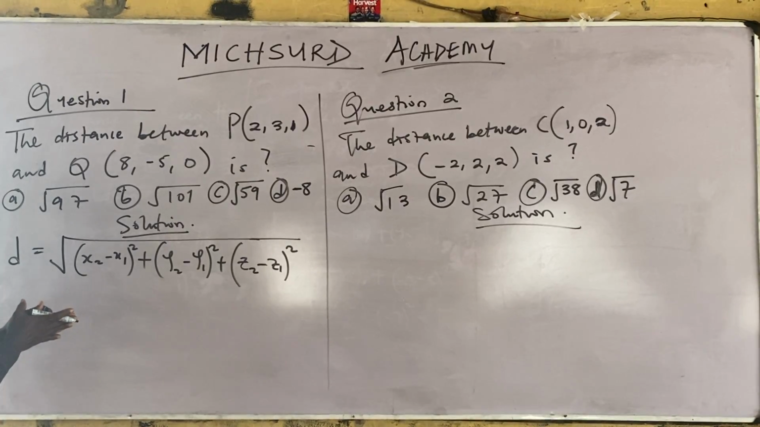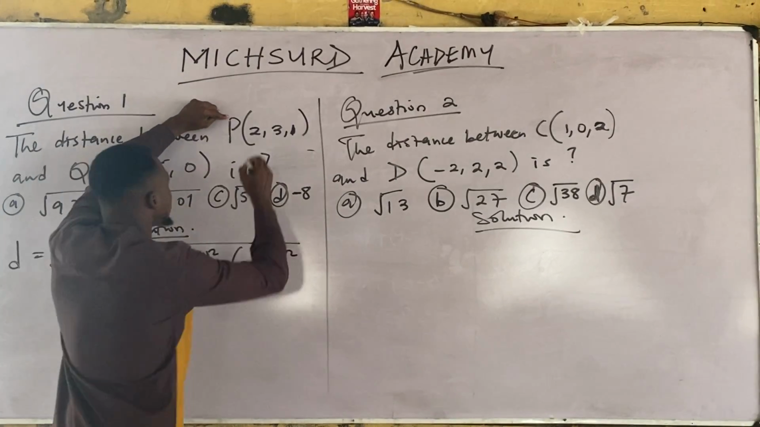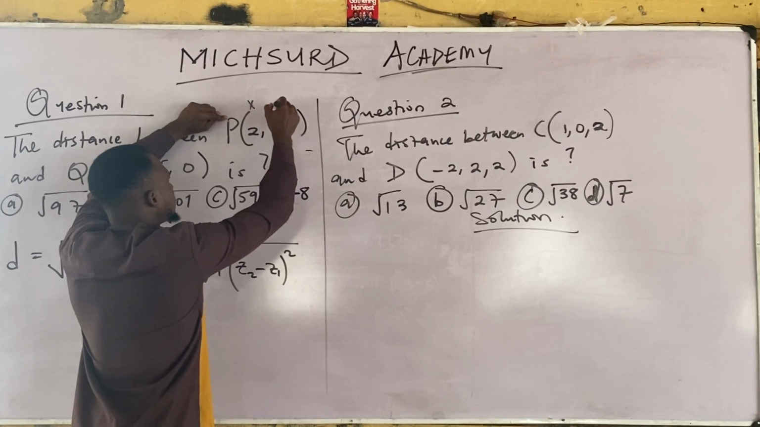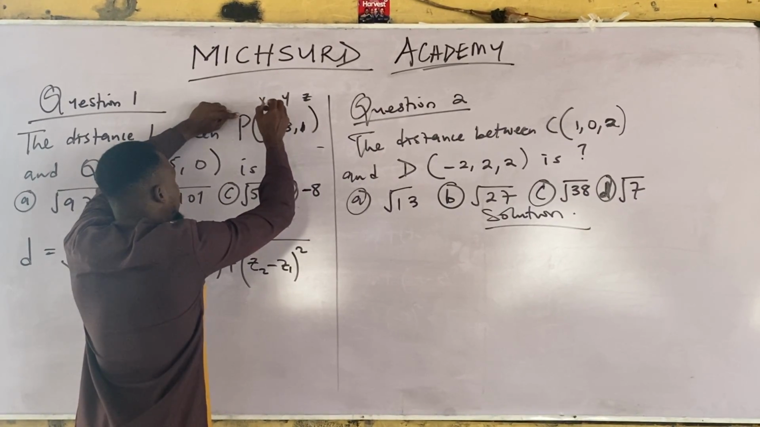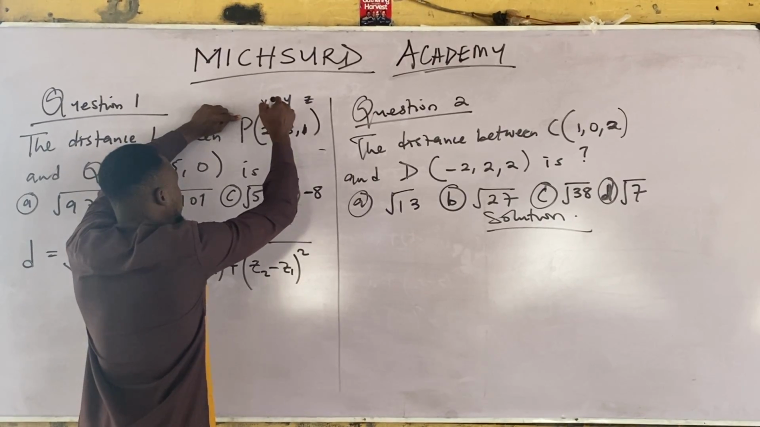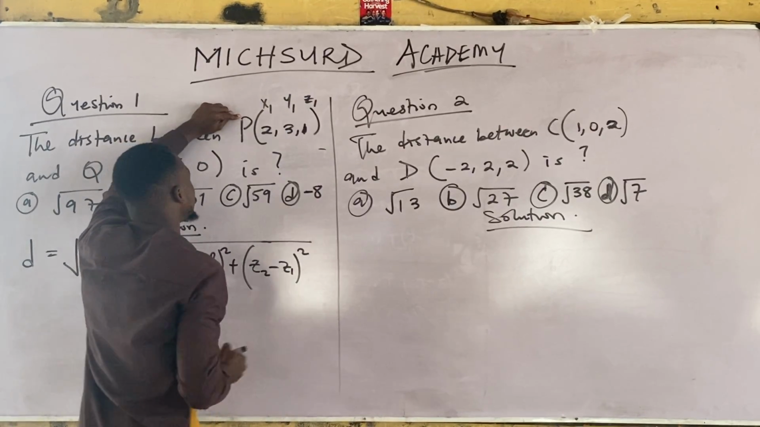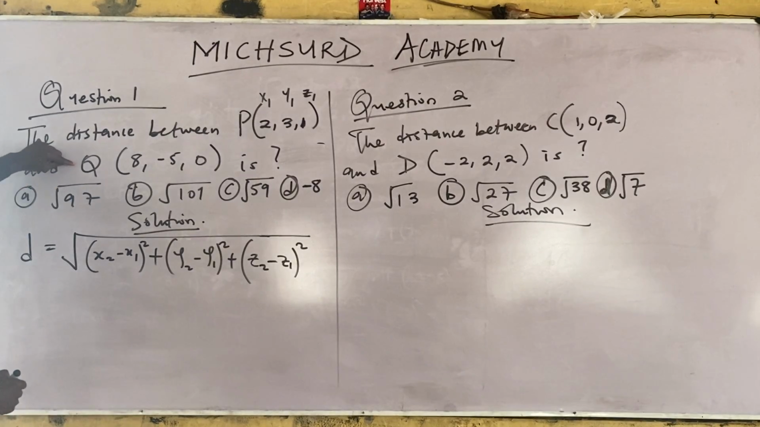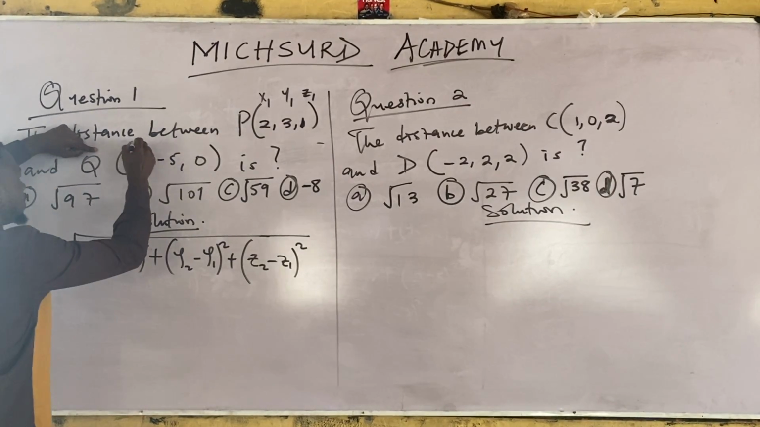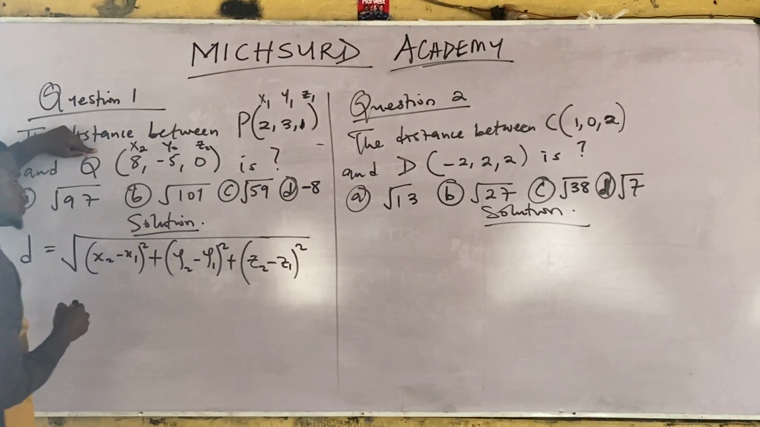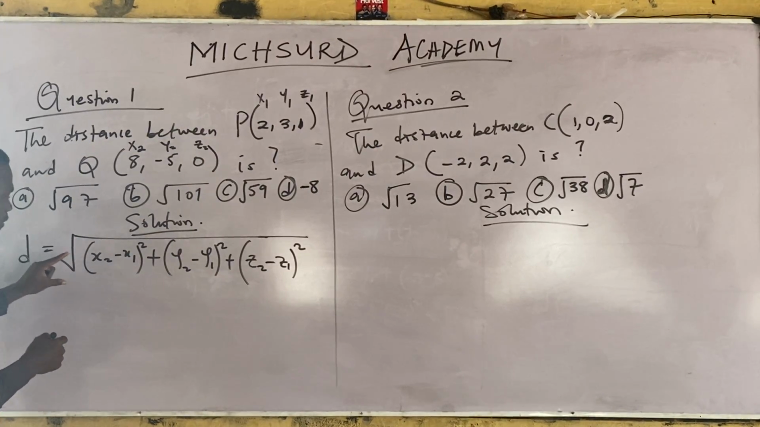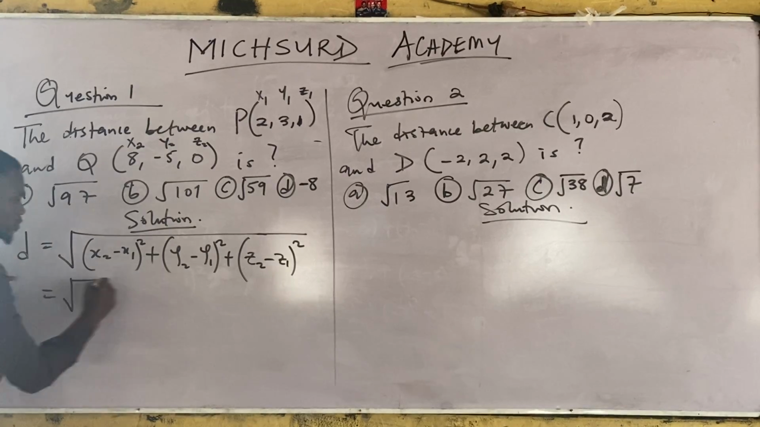So let's locate the points. Here, this is the first point. So this one will be x, this will be y, and this will be z. Since we are working on the first point, which is 1, 1, 1, we have this. Now our Q, which is the second point, will be x2, y2, and z2.